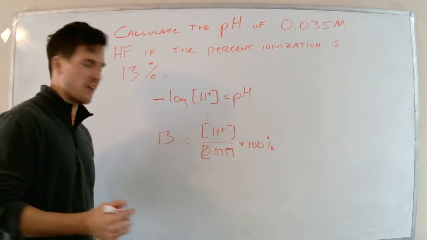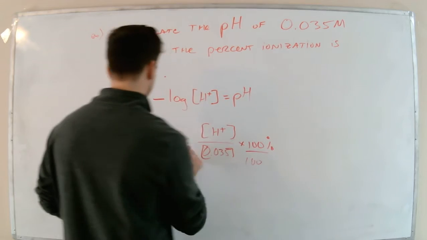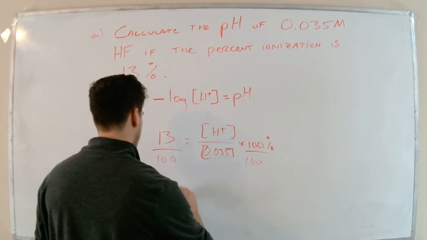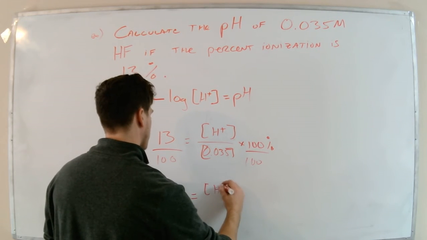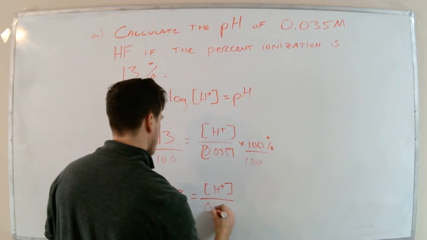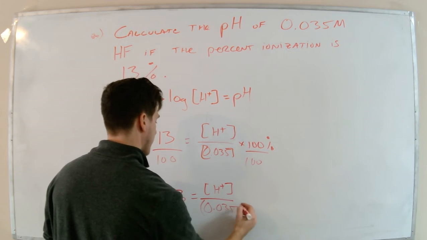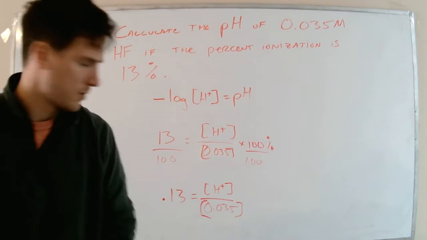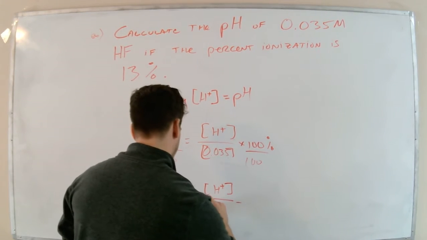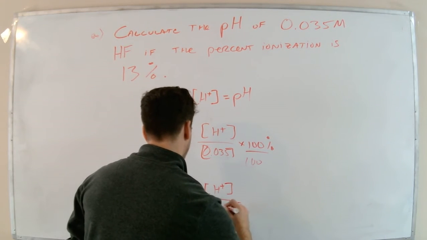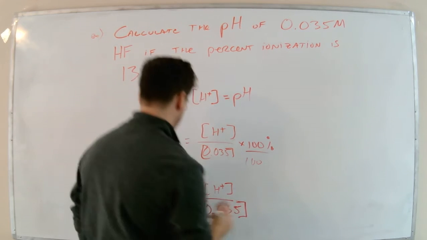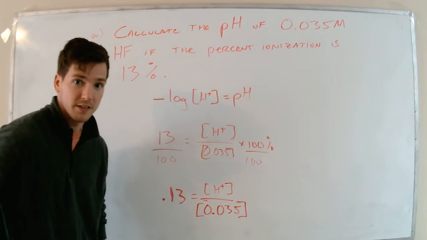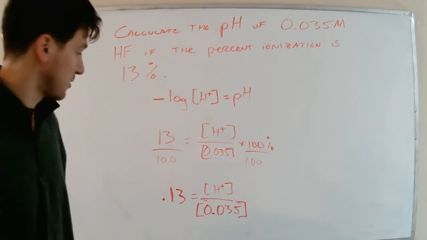First thing I'm going to do is divide by 100%. Let's just get this out of here and change that 13 back into decimal form. So now I have 0.13 equals concentration of H plus over 0.035. Square brackets, keep it consistent. Let me write this just a little bit better. 0.035. And this is 0.13. That's better.